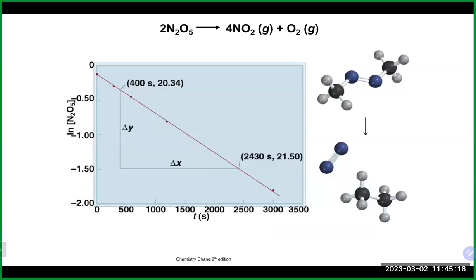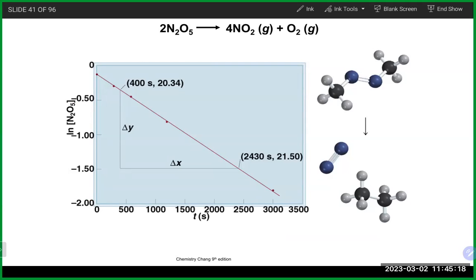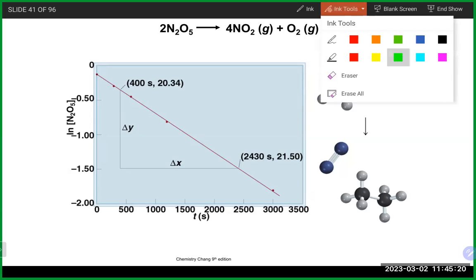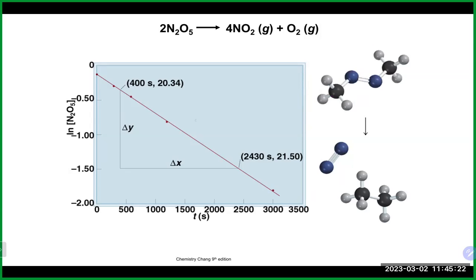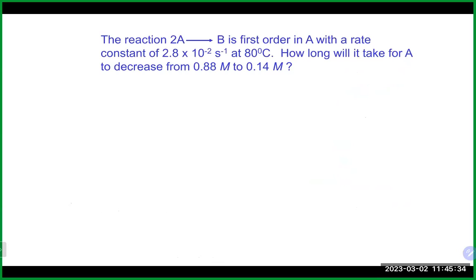So once again, here we can figure out our slope in this linear relationship. And again, our slope, which is basically the rise over the run, will give us negative k. And once again, we do have a negative value here for the slope, which will give us a positive rate constant.